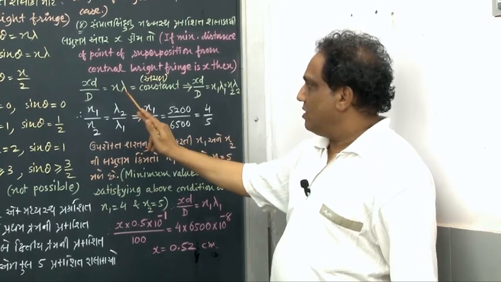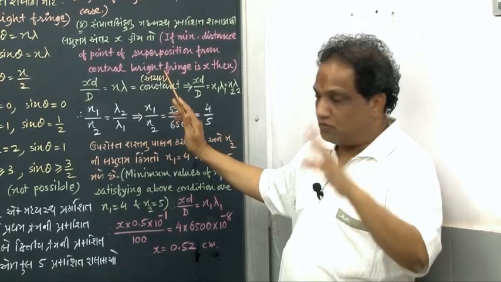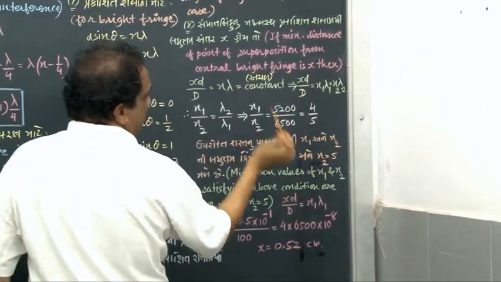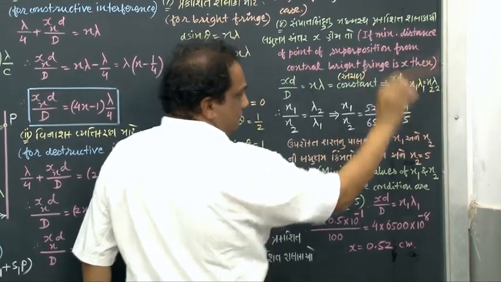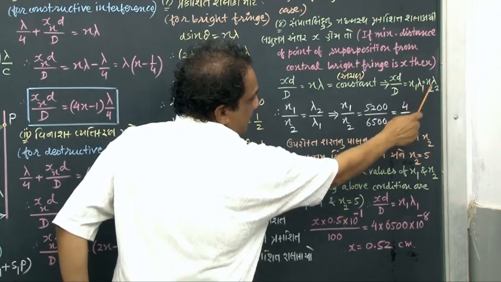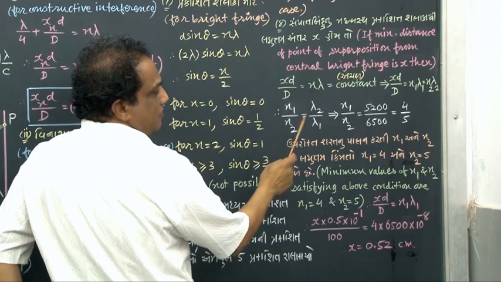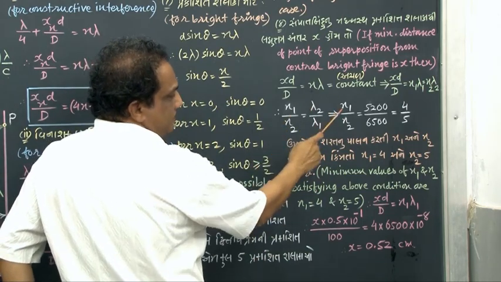Mathematically, when n into lambda is constant, we can write n1 lambda 1 equals n2 lambda 2. That's what I have written here. Xd upon D should be equal to, from here, n1 lambda 1 should be equal to n2 lambda 2. Fine. Now just find out n1 upon n2. n1 upon n2 will be lambda 2 upon lambda 1.